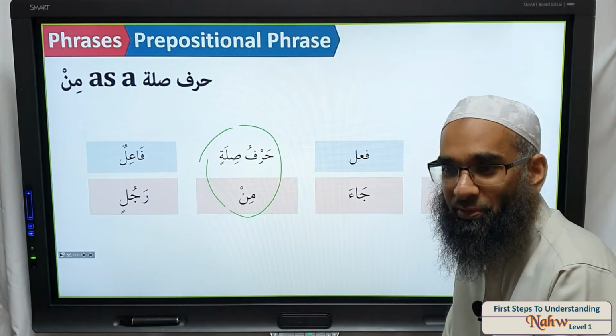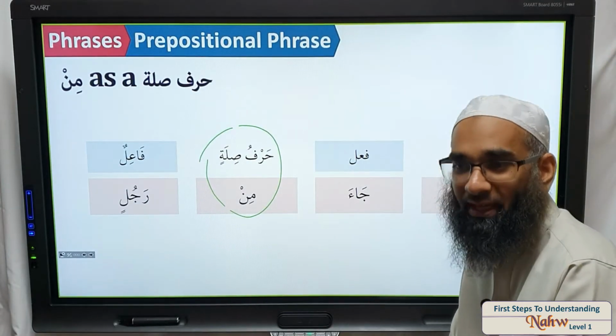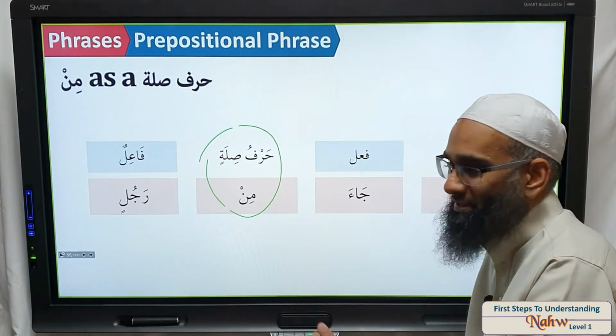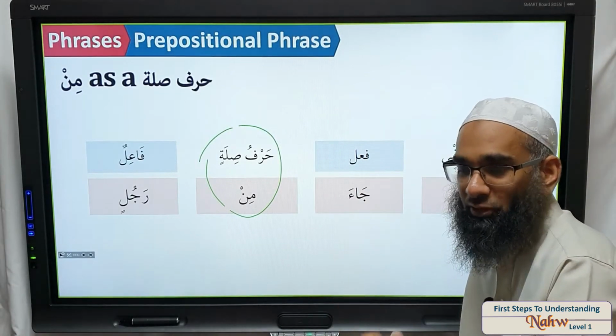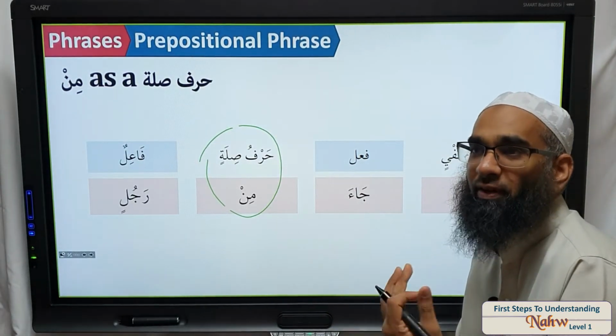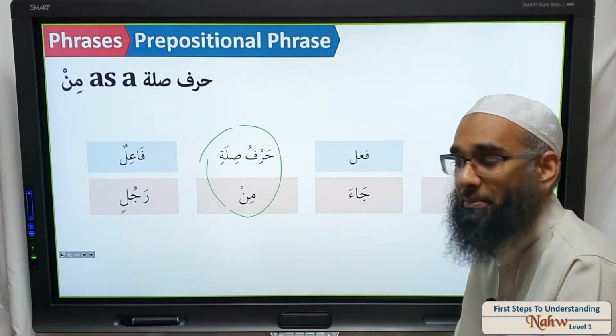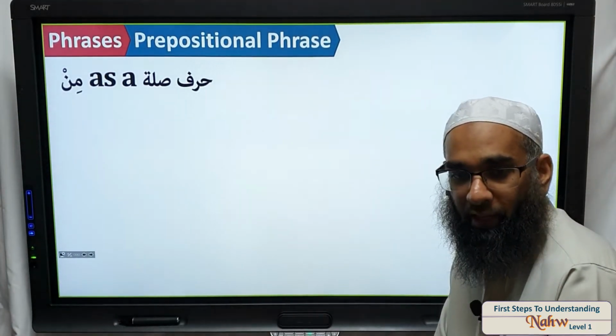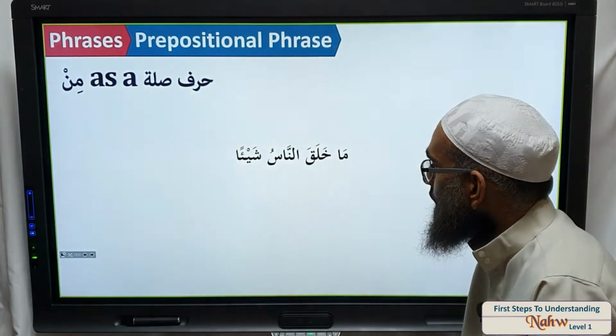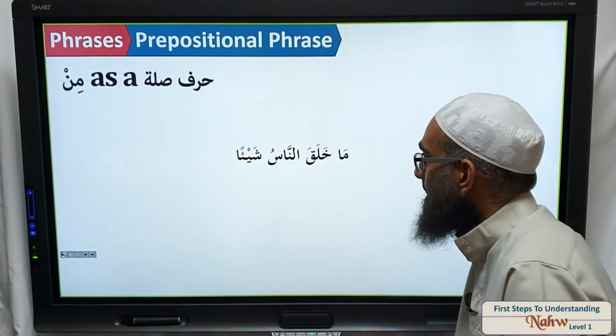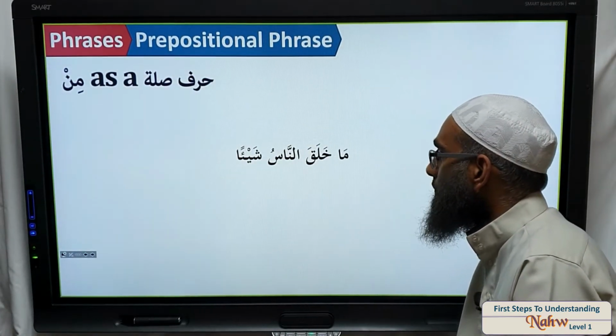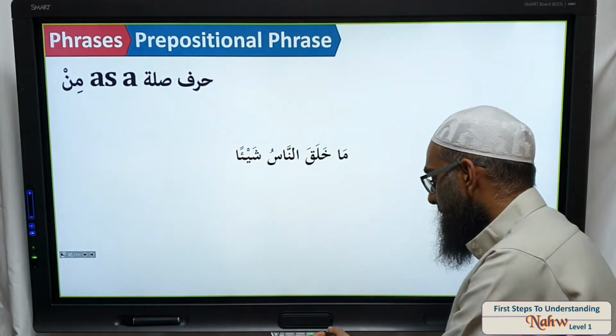The issue of these now is that the fa'il becomes majroor. It has a jar on it. The maf'ul bi can have a jar on it, depending on what you're emphasizing. But you have to understand the context. So the harakat here wouldn't tell you who the fa'il and maf'ul bi is. The meaning will, you have to understand the meaning. Everybody following? So let's take the first example. Ma khalaqa an-nasu shay'an. What's the tarkib of this?